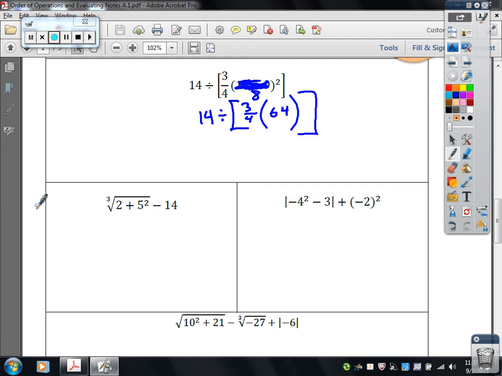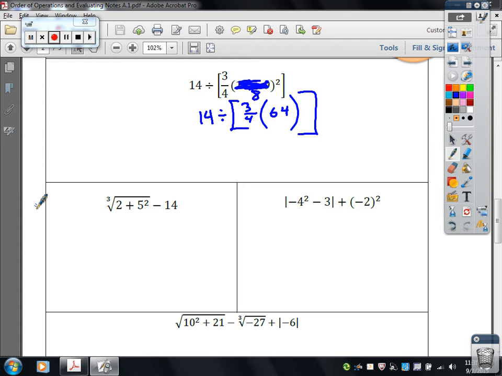Now what is the entire denominator? 4. So let's do parentheses, 4, close parentheses. And then what am I multiplying by? Times 64. What's 3/4 times 64? What do you get? 48.